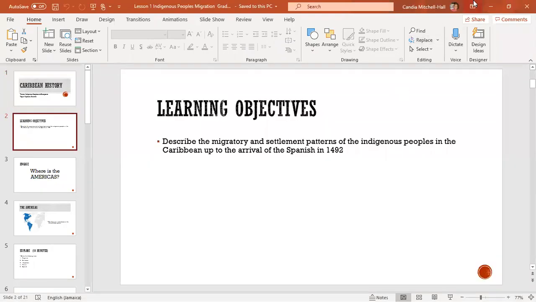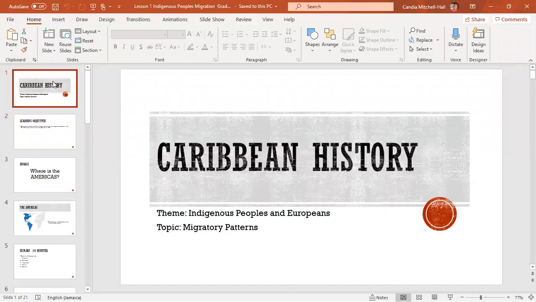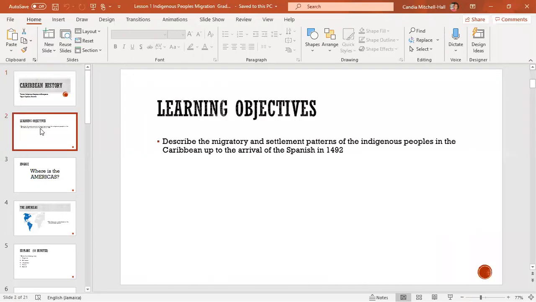All right. So ladies, our topic for today is migratory patterns, and our learning objective is that we're going to look at the migratory pattern and settlement of the indigenous peoples in the Caribbean up to the arrival of Christopher Columbus in 1492.